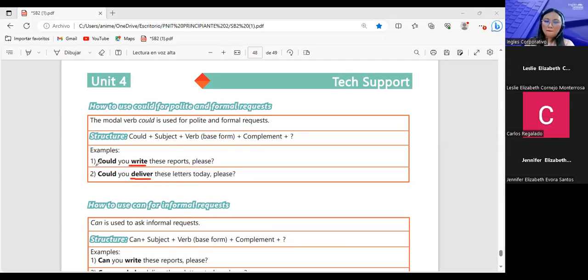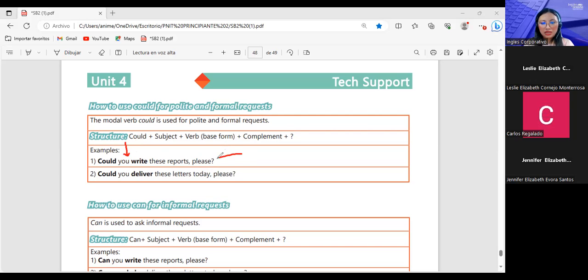It would be like this: auxiliary verb, subject, then we have the main verb, complement, and as you may see, this is a formal and polite request. We are going to add please. It can be at the end, or it can be in the middle, just after the subject. Could you please write these reports, or could you write these reports, please? Both forms are correct.